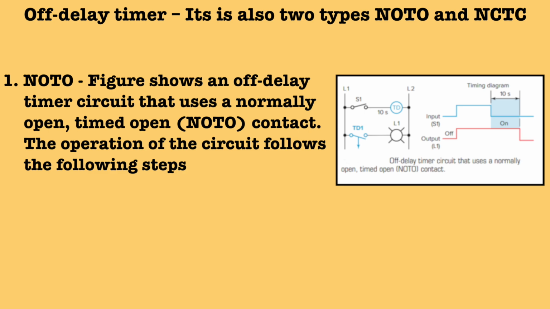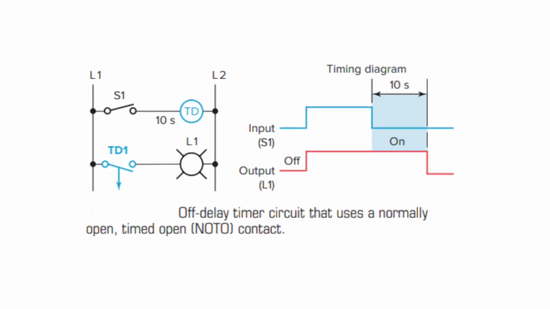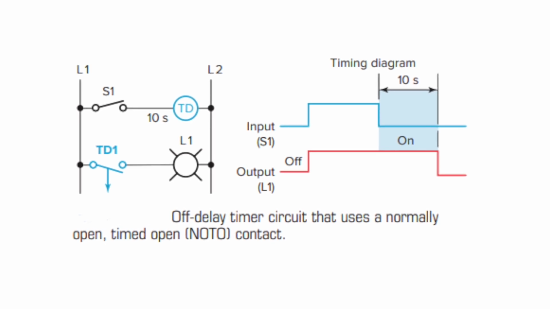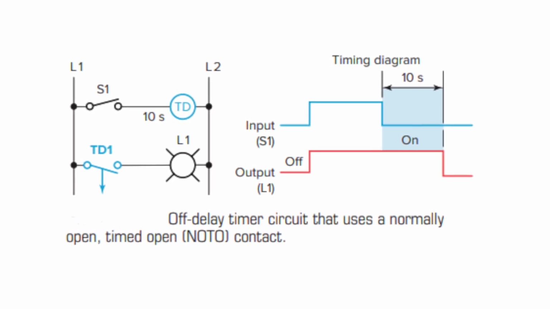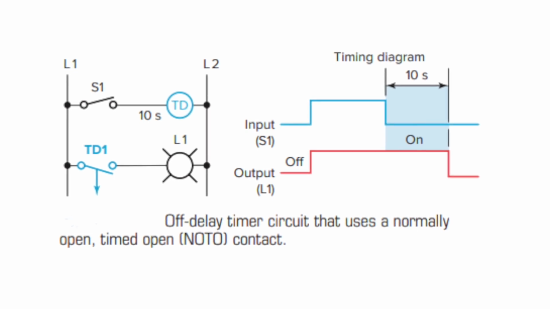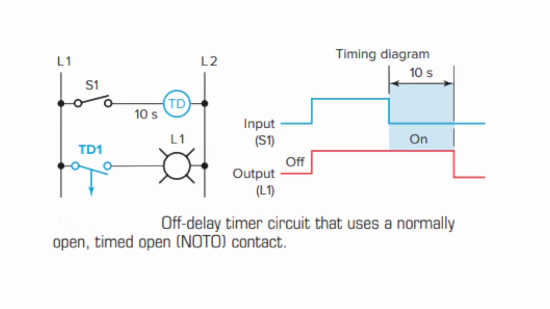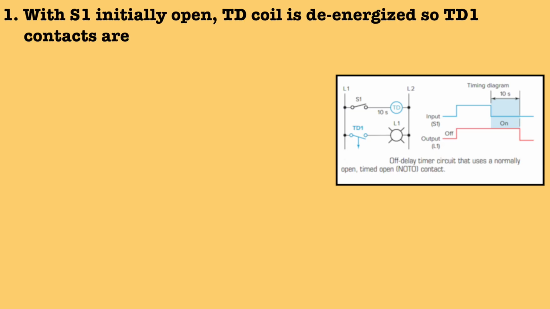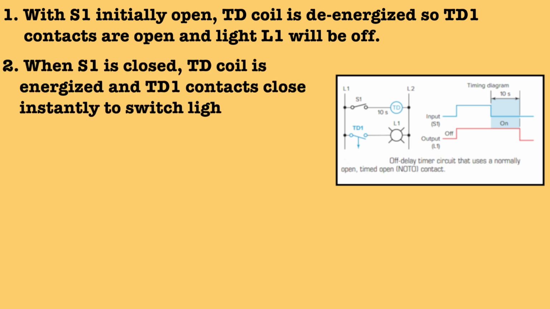First, start with NOTO. You can see the diagram and the timing diagram. In the diagram, S1 represents the switch and L1 represents the output. The operation of the circuit follows these steps. In this case also, when S1 is initially open, the TD coil is de-energized, so TD1 contacts are open and light L1 will be off. When S1 is closed, the TD coil is energized and TD1 contacts close instantly to switch light L1 on.